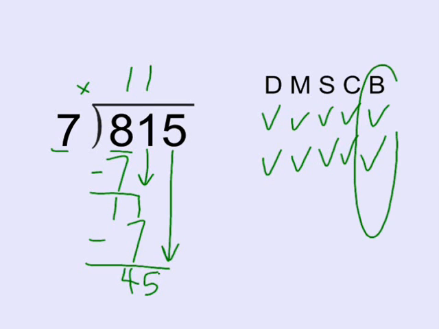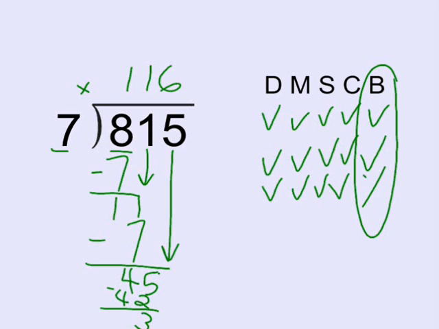I'm not finished because remember I have to have an X on the bring down column. So let me go the whole round again. 7 goes into 45 6 times. 6 times 7 is 42. If I subtract, I'm left with 3. 3 is less than 7. And there's no other numbers to bring down, so I'm finished with the problem. But I have 3 that's remaining.